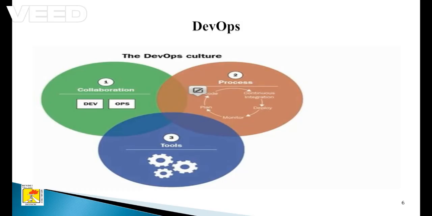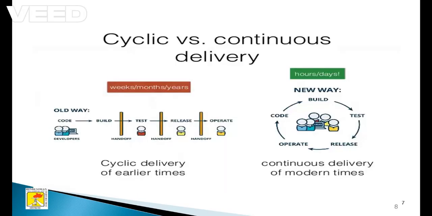And the tools we are going to use for the DevOps process. Next is cyclic versus continuous delivery. Here, cyclic means it will take months, weeks, or years. First, in the old version, we will do the coding, build it, test it, release it, and then we will operate it. But in the new generation process, that is in the continuous delivery process, it comes in a new way: first it builds, tests, releases, operates, and then the coding process will be in a cyclic manner. This is the cyclic versus continuous delivery process.